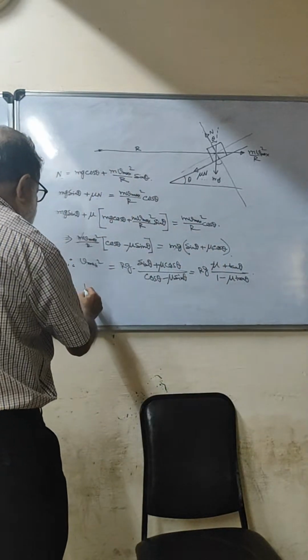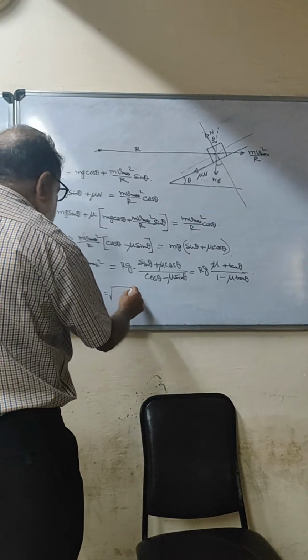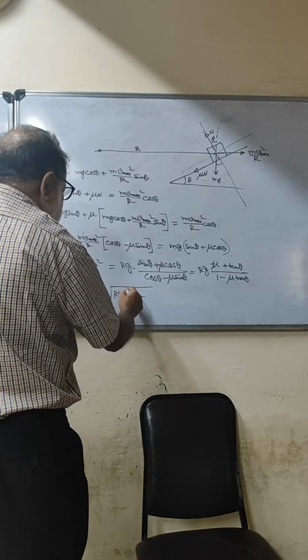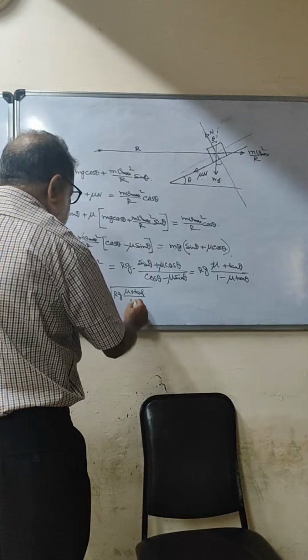তাহলে v max is equal to root under rg into (mu plus tan theta) by (1 minus mu tan theta).